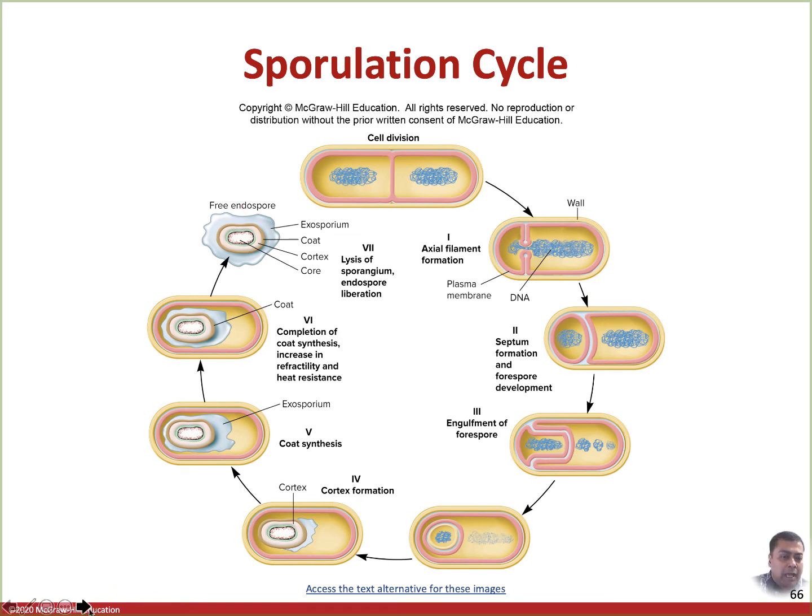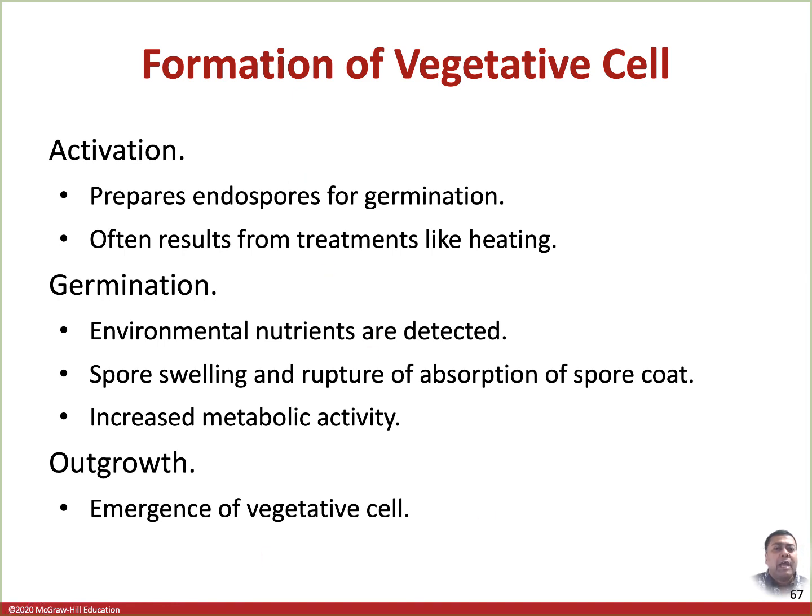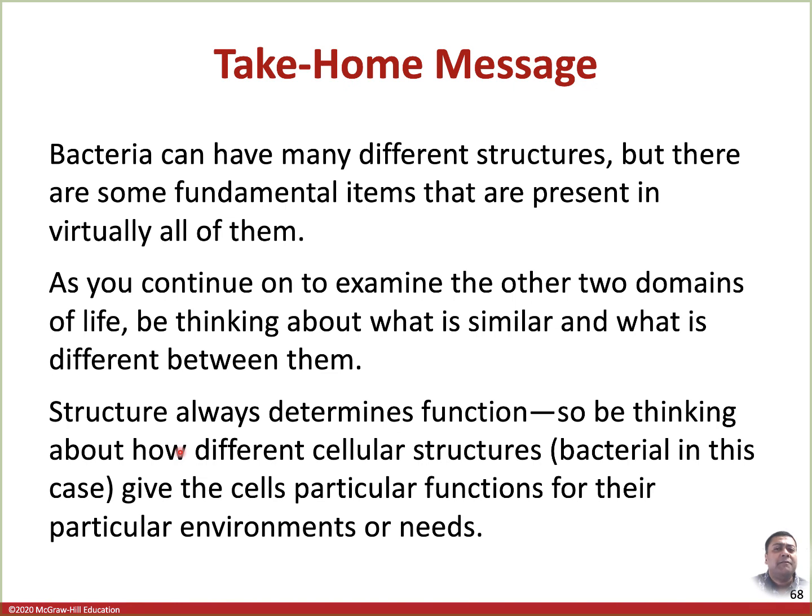So we are going to take a look at how this happens. The activation prepares the endospore for germination and often results from treatment like heating. Germination can happen when environmental nutrients are detected. Sometimes, if there is water, simple water can be absorbed by the endospore, and it swells and ruptures, and increases its metabolic activity. Outgrowth is the emergence of the vegetative cell, which will grow and form the normal function.